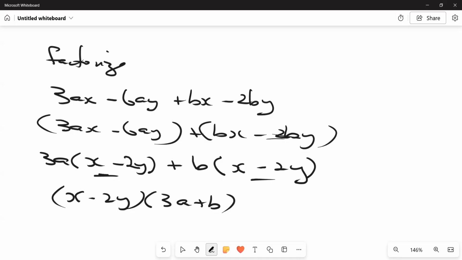Now that you see a common factor here, this bracket and this bracket are the same thing. So we apply the distributive law another time now. Right? Because these two factors are the same, we pull them to the front and we put this and this in another bracket. One of the girls said you don't have to put x minus 2y in front, that can go behind. That's not a problem. You can have 3a plus b in one bracket, and at the back, put x minus 2y. That's no problem.